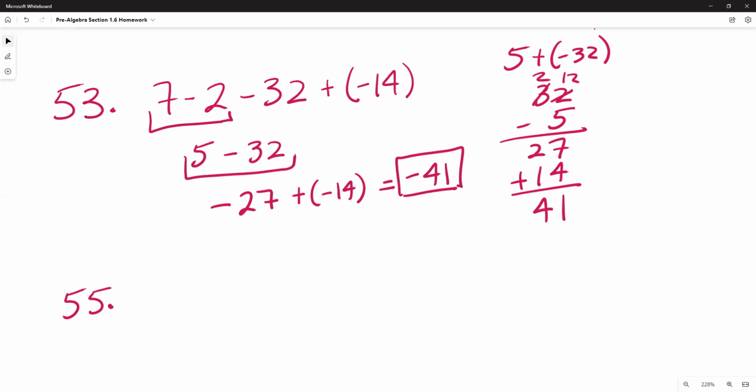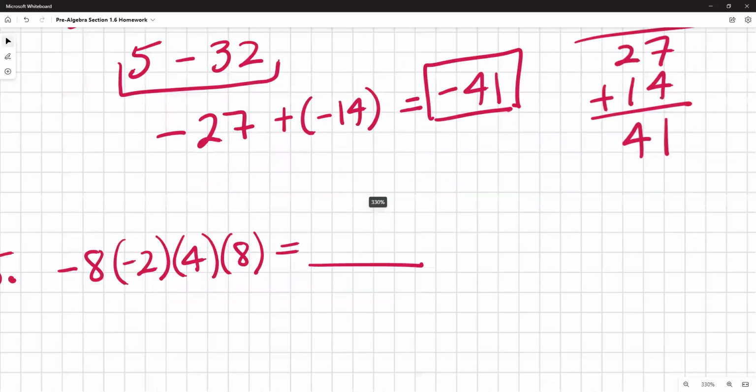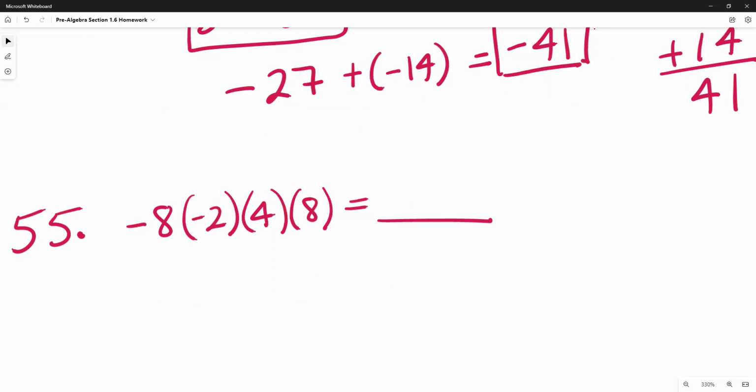All right, Isaiah. Negative 8 times negative 2 times 4 times 8. So first off, I'm sorry to interrupt you. First off, is our answer going to be negative or positive? Positive, because we have what? Right, we have an even number of negative signs. So at this point, you can either rewrite it with no negatives or just ignore them. So Isaiah, what do we do then?